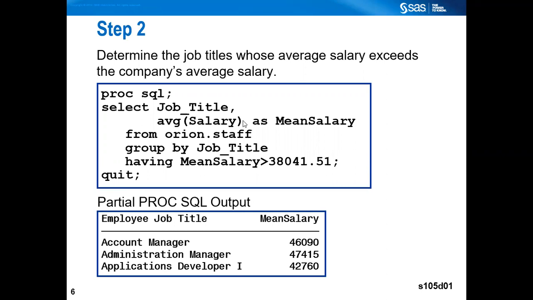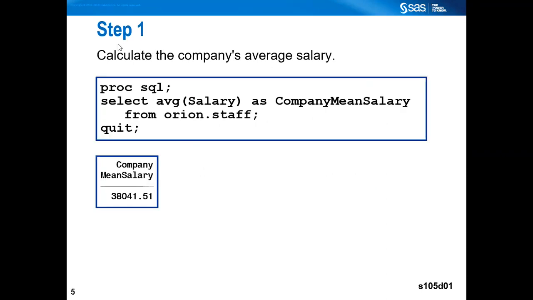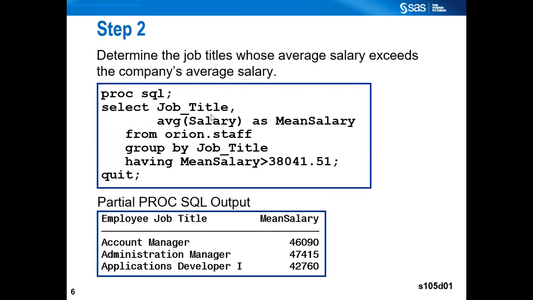Can you go back? Progress as company mean salary. And the same thing we had done: job title, average salary as mean salary for that job title, you are grouping it and having the mean salary greater than your company salary, which you calculated separately. So these are the job titles whose average salary is greater than your company's total average salary. Are you getting it?